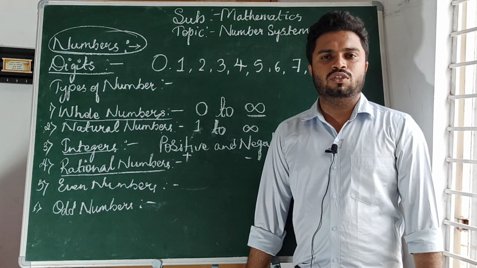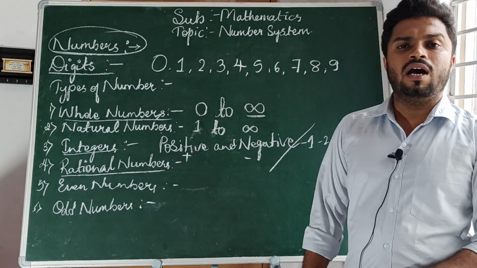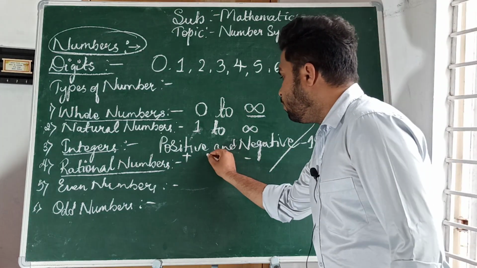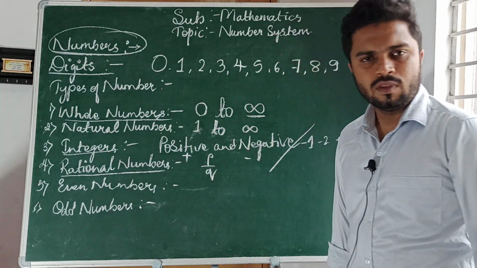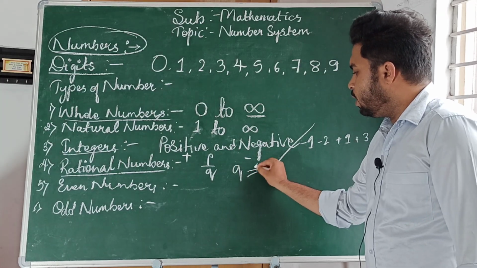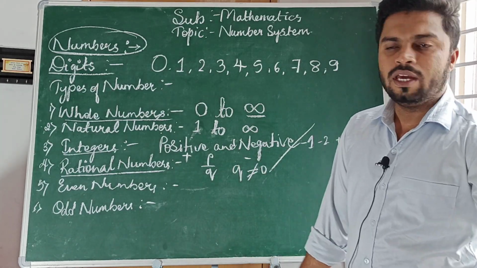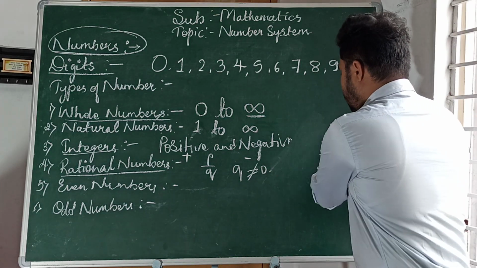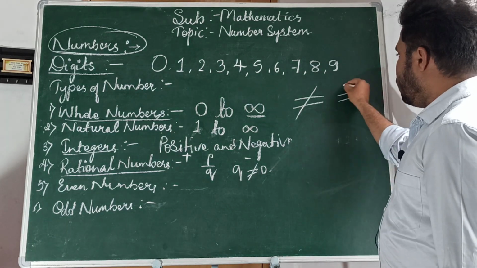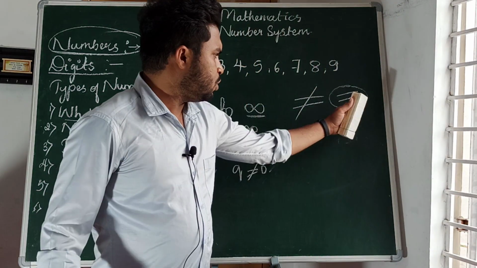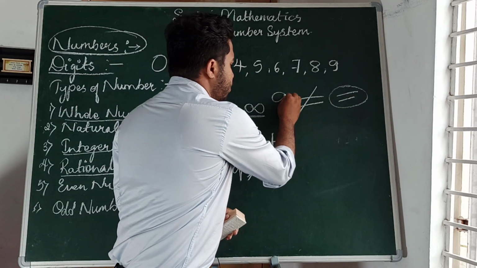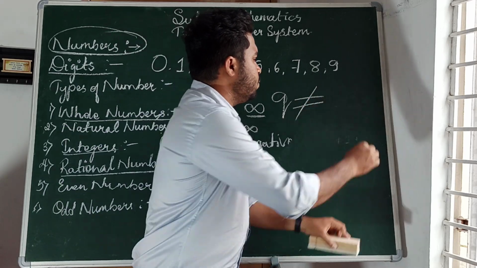Now coming to the rational numbers. What are these rational numbers? Rational numbers are the numbers that come in the form of p by q, where q will not be equal to 0. You may not be understanding, sir. Okay, what is the meaning of this, sir? This is nothing but equal. This is nothing but not equal. Done. So q will not be equal to 0.